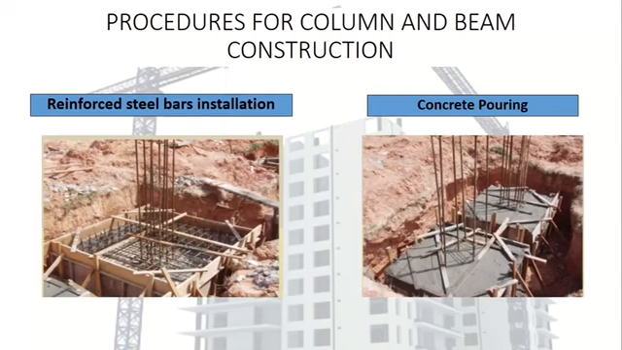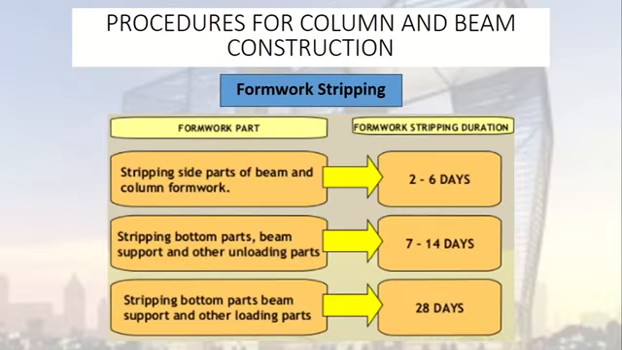Procedure for column and beam construction. Reinforced steel bars installation. Concrete pouring. Procedures for column and beam construction. Formwork stripping. Stripping side parts of beam and column formwork takes 2 to 6 days. Secondly, stripping bottom parts, beam support, and other unloading parts takes 7 to 14 days. Lastly, stripping bottom parts, beam support, and other loading parts takes up to 28 days.